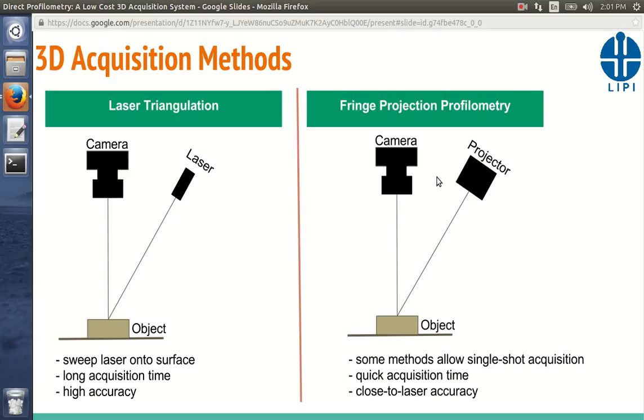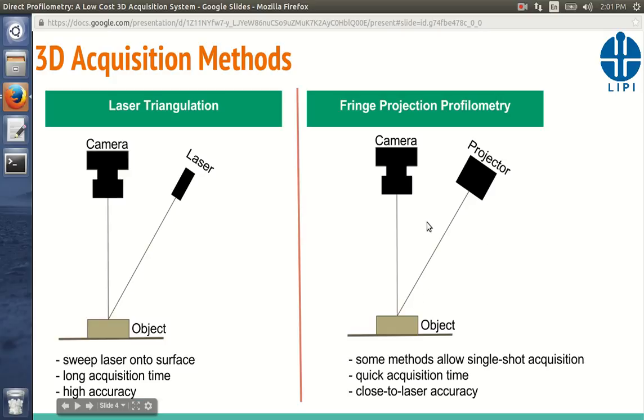Okay. The second method is fringe projection profilometry, and instead of a laser, here we have a projector. The advantage of having a projector is that we have single shot acquisition. So rather than sweeping a line of laser onto the object, we can have single shot acquisition to cover all the parts that we need to inspect.